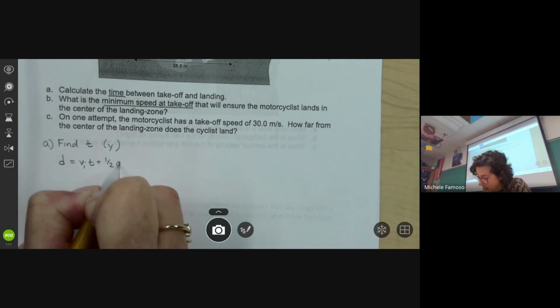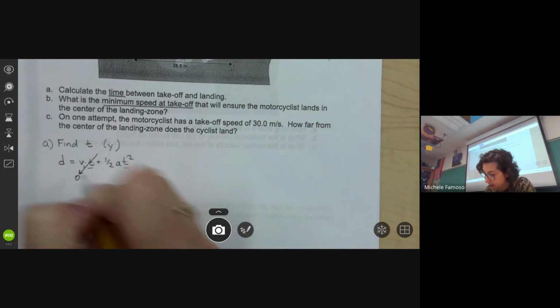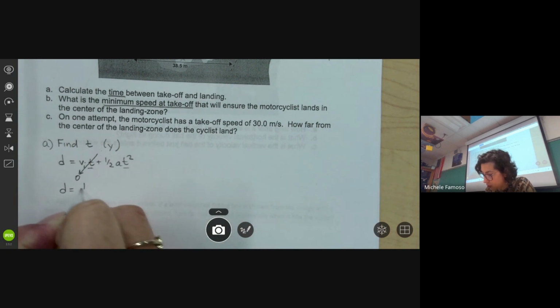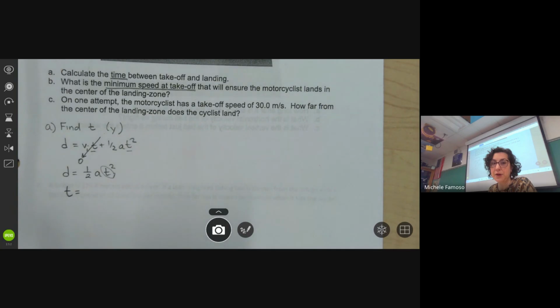That's right. Now, Ryan, something's got to drop out of this because otherwise it's a quadratic equation for time. What's going to drop out in the y direction? The VIT, because VI is 0. So I'm left with an equation that looks like D is 1/2 AT squared. You now need to move that around for the variable T. Jacob, what's that equation for the variable T going to look like?